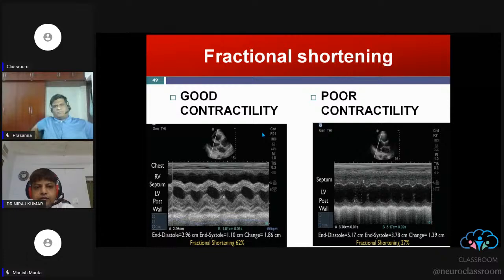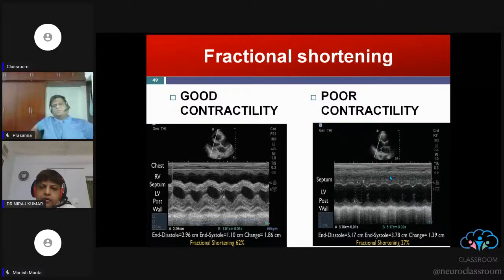You can see that this is a good contractility, this is the poor contractility. In this good contractility, you can see that the fractional shortening is about 62%. This is the end diastolic diameter, this is the end systolic diameter. There is a good percentage shortening from the diastole to systole.